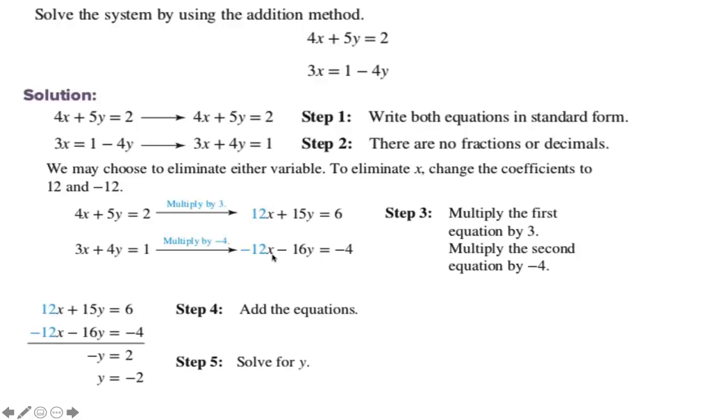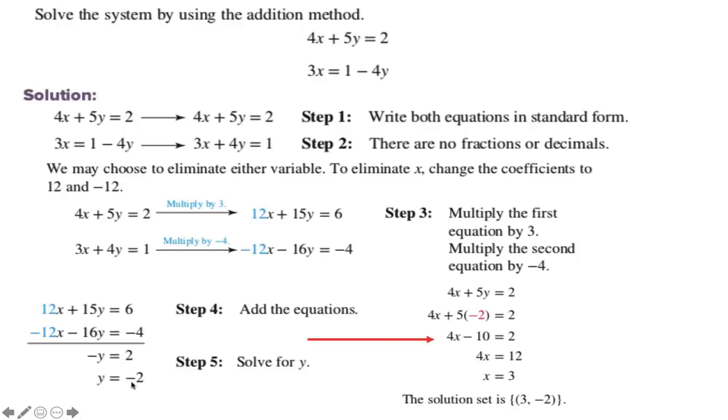We'll add them, eliminating the x variable. So 15y plus -16y is -y. So we add these two equations. This will cancel. And then 6 plus -4 is 2. Y is -2. We go back and plug in y is -2 into any of the equations to get the value of x, which is 3.